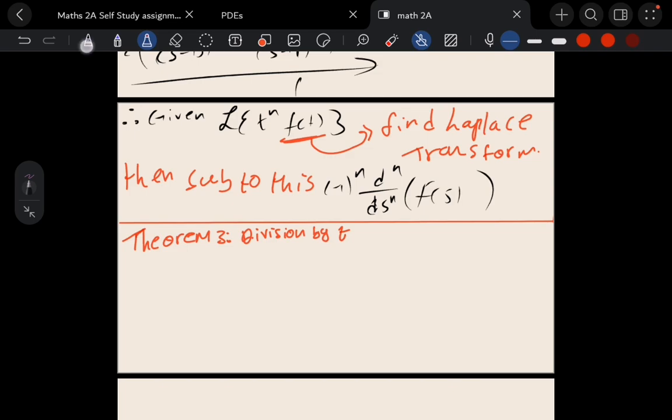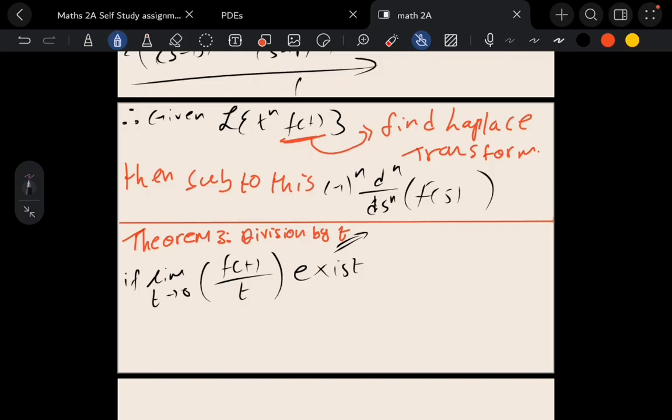Let us look at theorem 3, the division by t. Now, what does the division by t state? It states that if the limit as t approaches 0 of f of t over t exists.